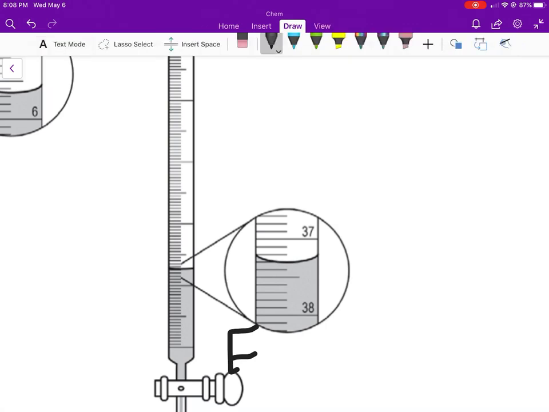So when reading from burettes, you have to read from the bottom of the meniscus, which is this curve here. Right. As for the volume, we need to find the most precise measurement. So in this case, what we can confidently say is this is 37.3 milliliters, right? But then you have to add one estimated digit after it, so you have 37.30 milliliters.